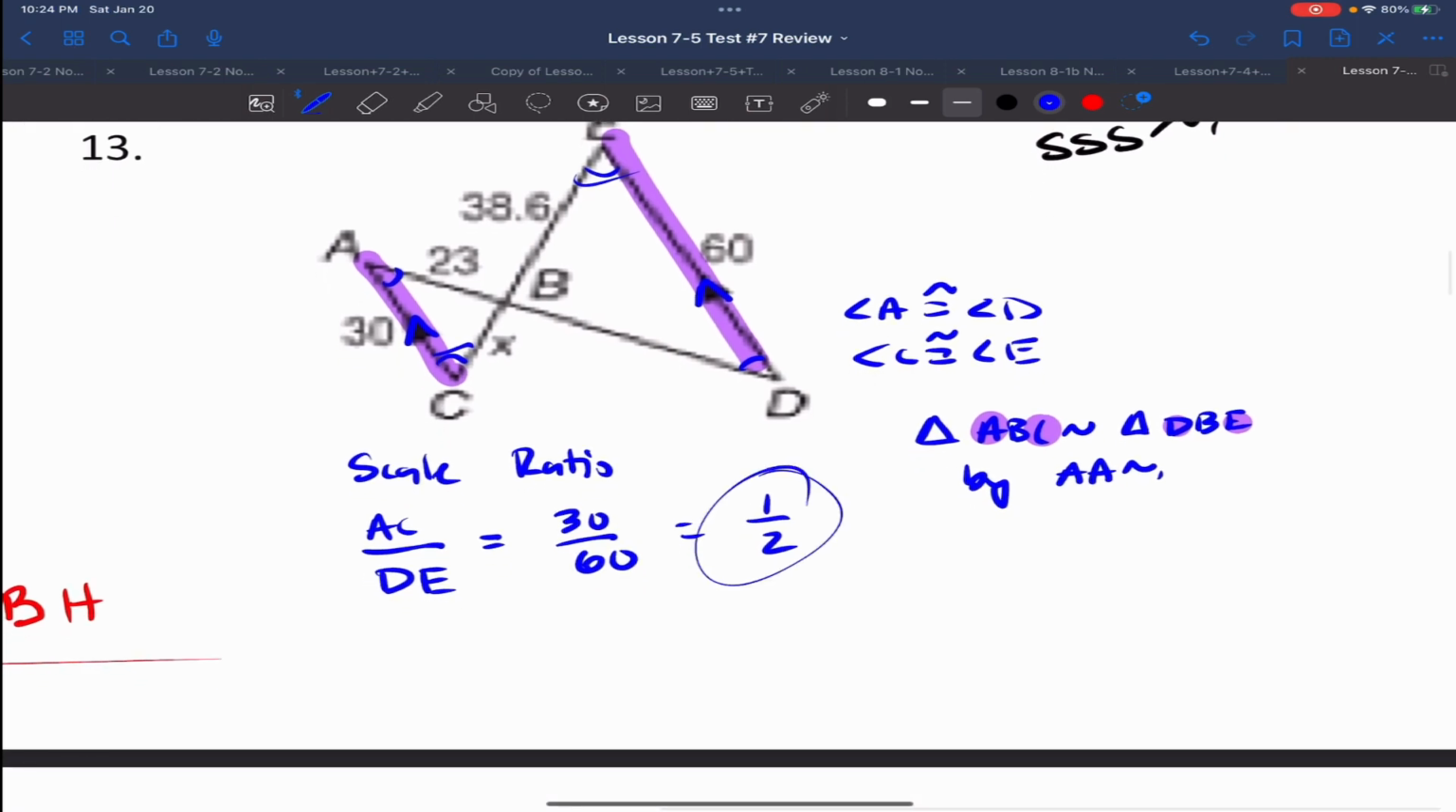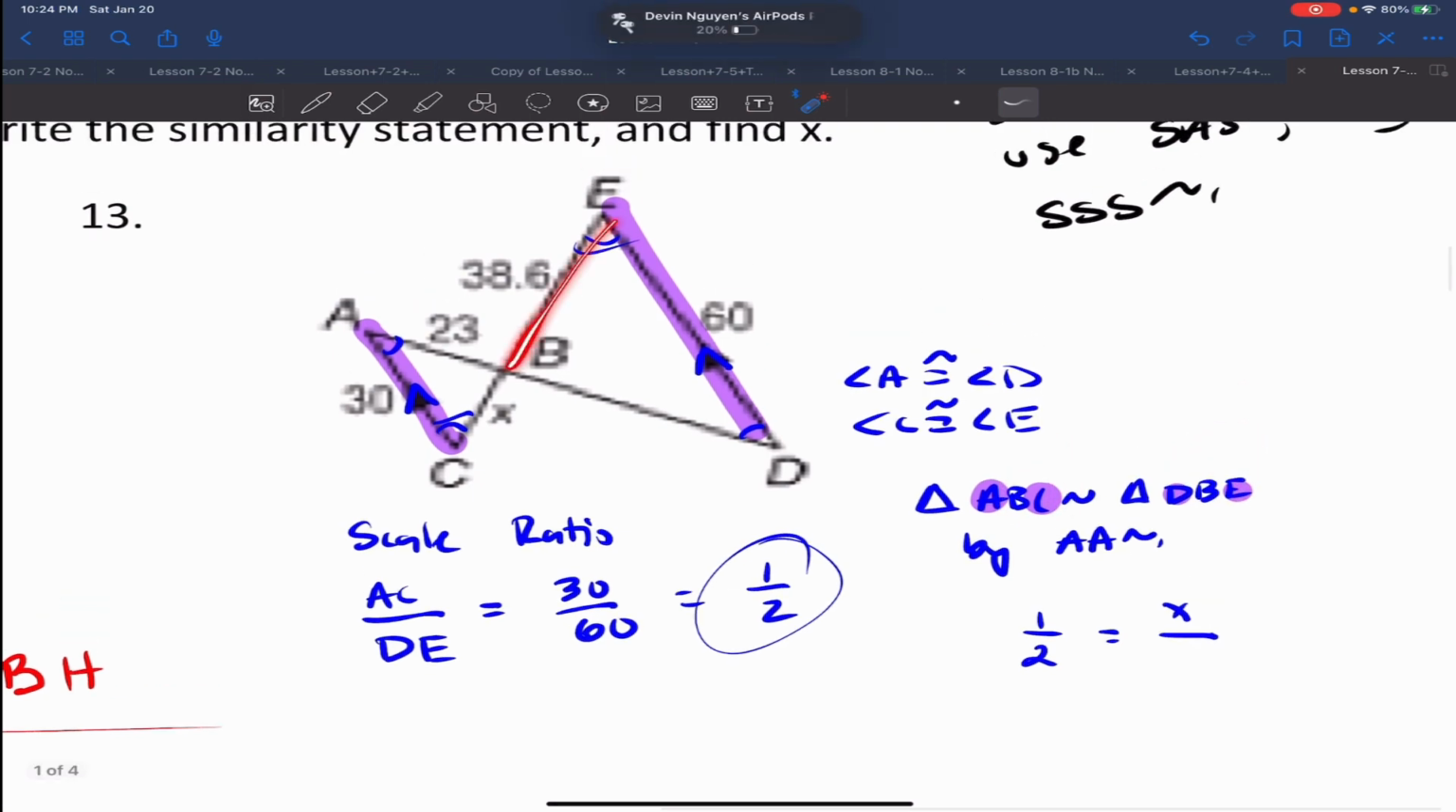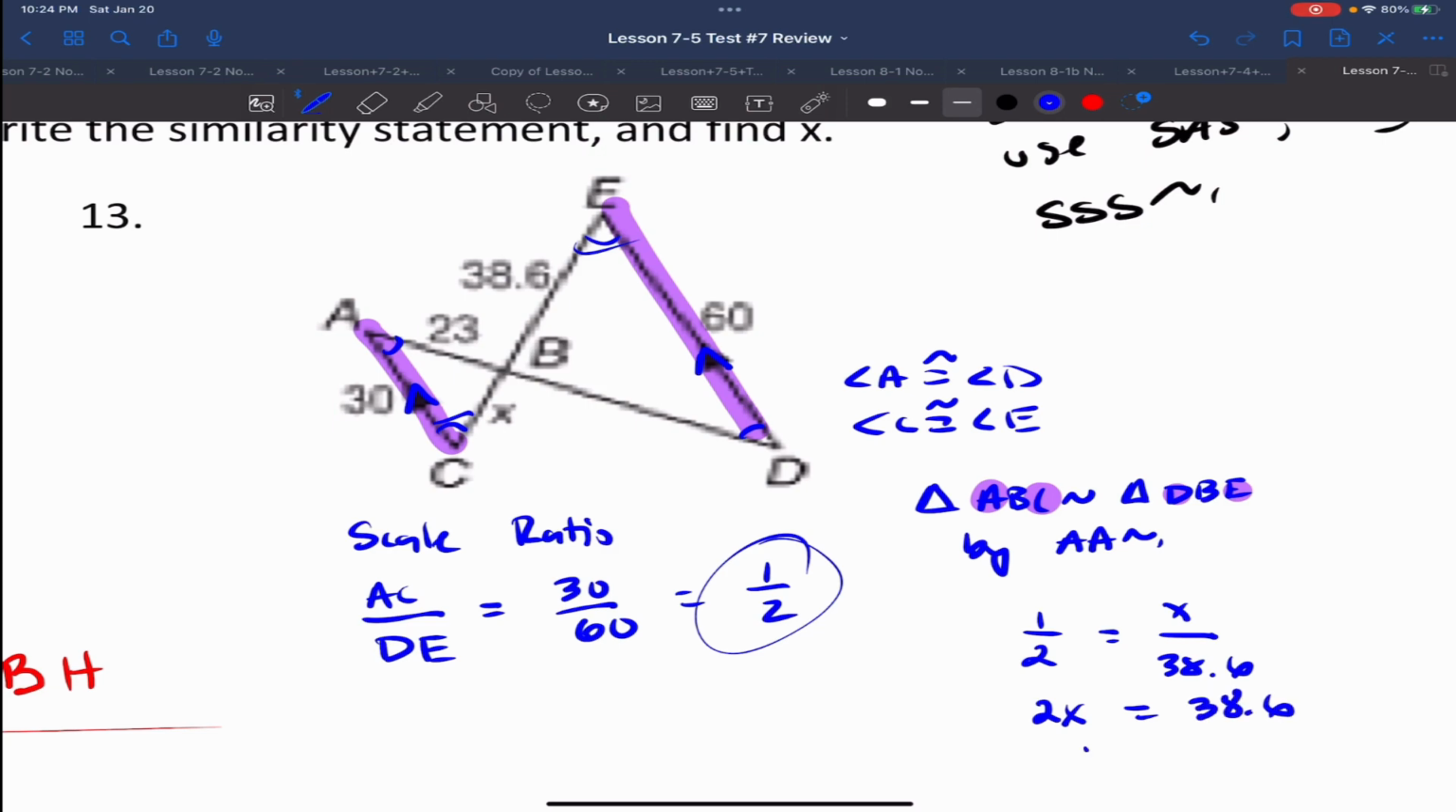So my scale ratio is 1/2, so 1/2 equals X over CB, and CB corresponds with BE, so 38.6. So 2x equals 38.6, so x is 19.3. That's your answer.